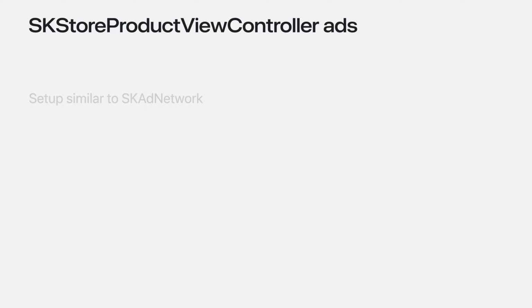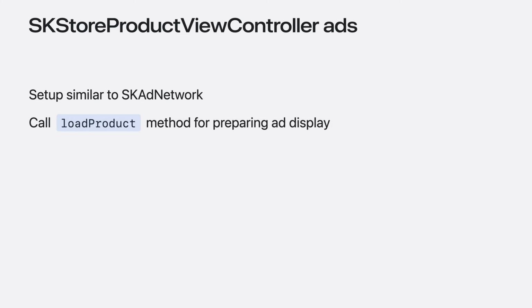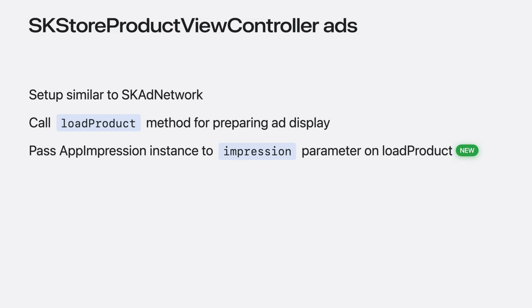Finally, SK Store Product View Controller. The setup for SK Store Product View Controller is similar to how it was set up in SK Ad Network. The load product method is called to prepare the product page UI for display. The main difference is the impression parameter on the load product method, to which you will pass your app impression instance. And now, postbacks.